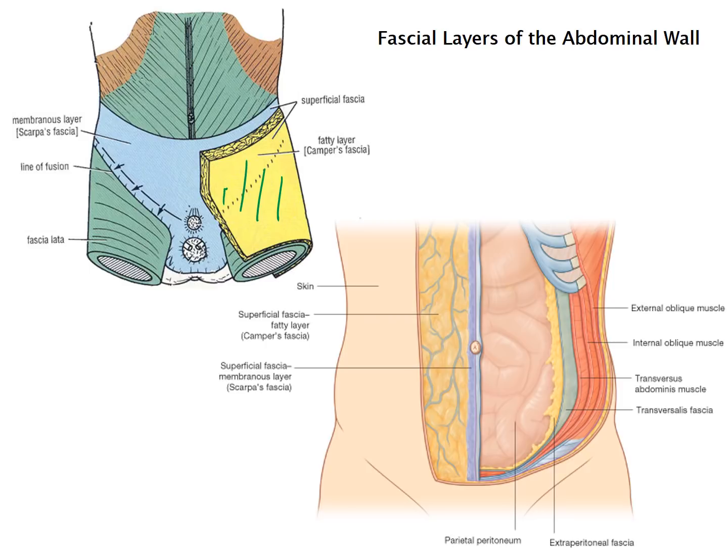Camper's fascia contains within it cutaneous nerves and a subcutaneous venous plexus. If you think of a camper trying to stay warm on a cold night in the wilderness, it will help you to remember that Camper's fascia is the fatty outer layer for warmth. The deep membranous layer of superficial fascia is shown here in blue and is known as Scarpa's fascia.